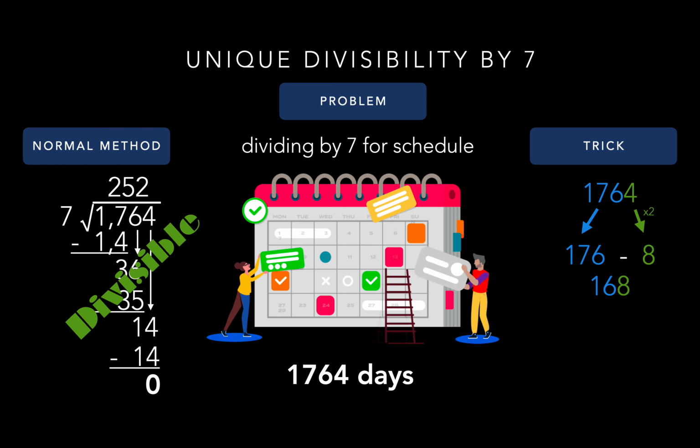And now we can check the divisibility of 168 by 7. Since it's still not too obvious that 168 is divisible by 7, we can do this trick again. We move the units digit and multiply by 2, and the 16 we just move down. So we'll get 16 minus 8 times 2, which is 16. And that's 0. And 0 is divisible by 7. So we've also found out that it's divisible. Now, let's do some more practice with this trick.